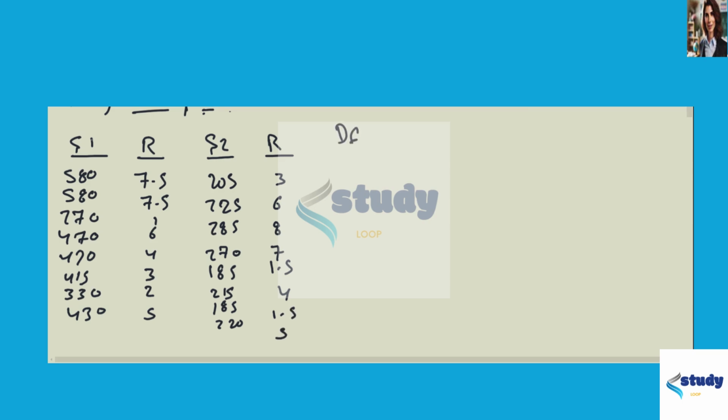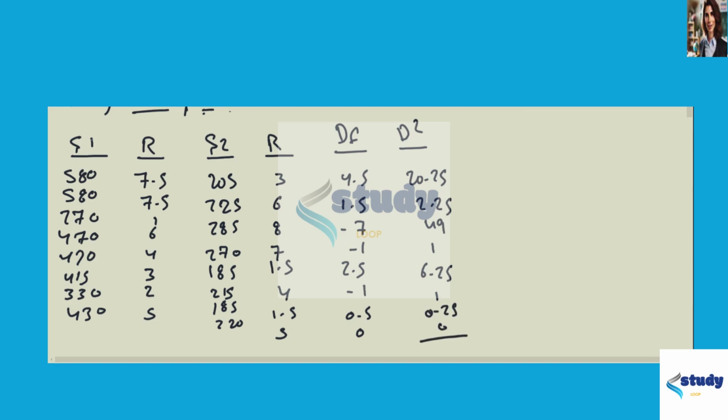So the rank difference is 4.5, 1.5, negative 7, negative 1, 2.5, negative 1, 0.5, and 0. And the square differences are 20.25, 2.25, 49, 1, 6.25, 1, 0.25, and 0, where the sum is 80.